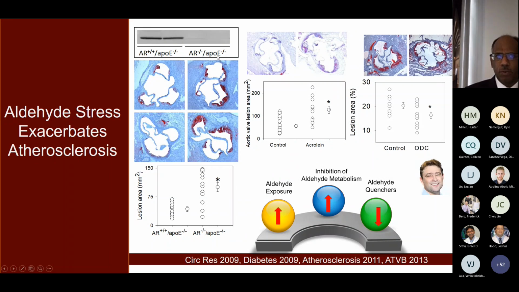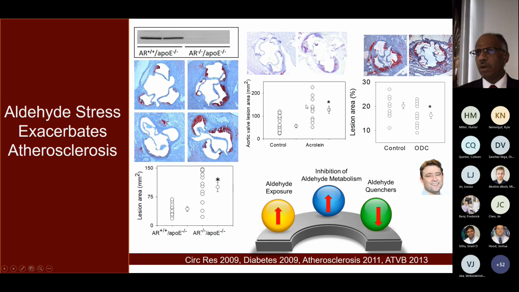So what we did here was make the aldose reductase knockout mice on the ApoE background, by crossing them with ApoE knockout mice. The idea was that if you have deficiencies in aldose reductase, it is going to increase the aldehydes in the lesion and in circulation, and that would exacerbate atherosclerosis. Indeed, that's what happened whether you use the pharmacological inhibitor or genetically delete aldose reductase. There is an increase in lesion formation.